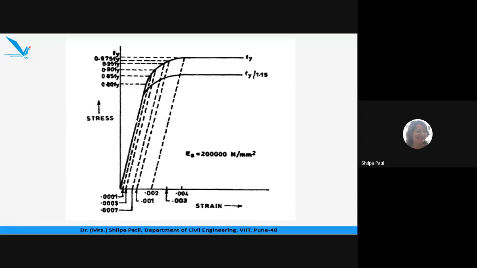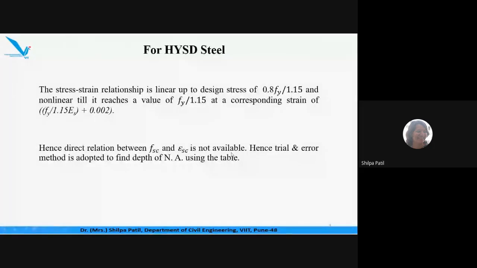But the same formula is not applicable in the non-linear portion, and in the non-linear portion the corresponding strain values are called inelastic strain values. So inelastic strain values are calculated by trial and error method. Okay, and after calculation of the strain values, we can again find out the depth of the neutral axis by trial and error method. So I will just read out whatever is written here.